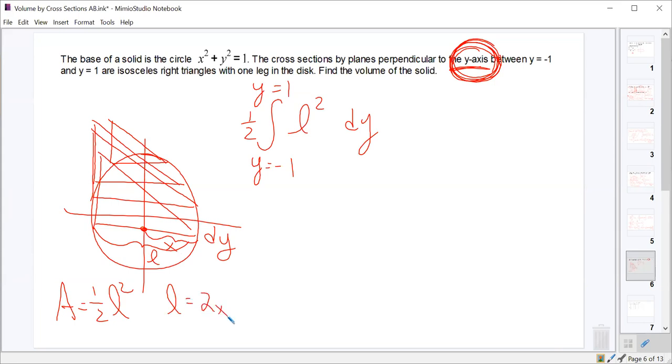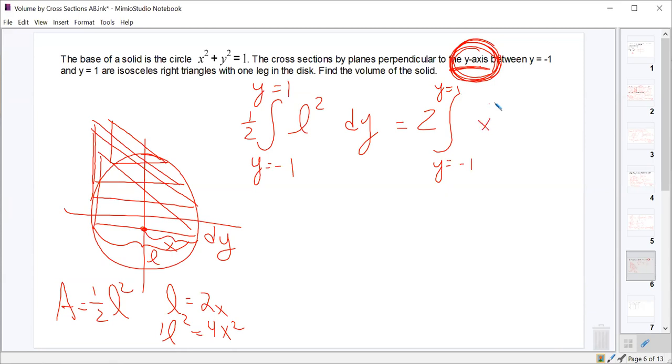So what is L squared? Should be 4x squared. Do you all agree with that? Okay. So I could replace L squared with 4x squared. Not good enough yet, but it's a start. So if I put a 4 inside of here, I can pull that 4 out and multiply that by the half, which would make it a 2. So we'll put a 2 out in front. Now I'm still going to write y equals -1 to y equals 1. You don't need to do that, but I'm going to.